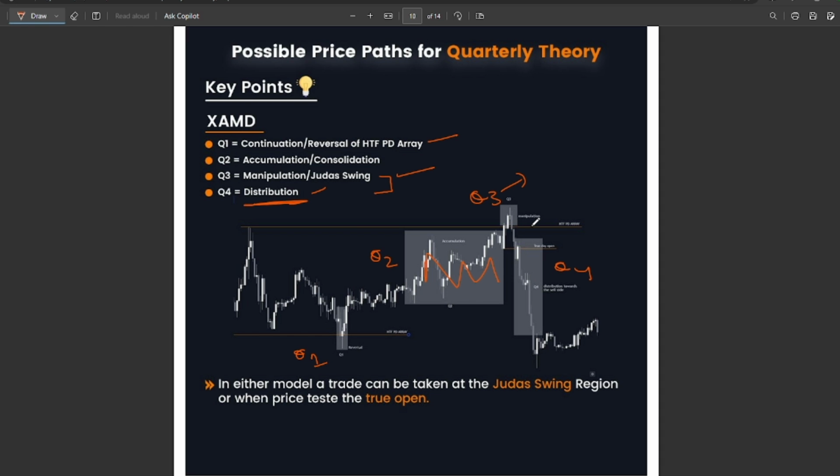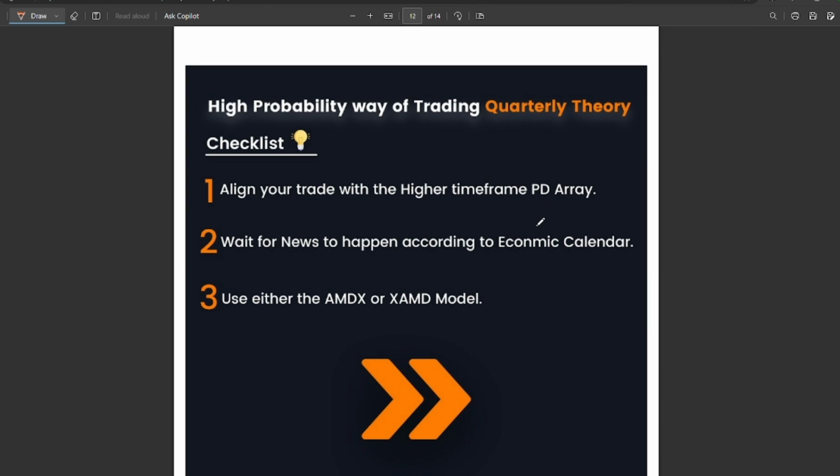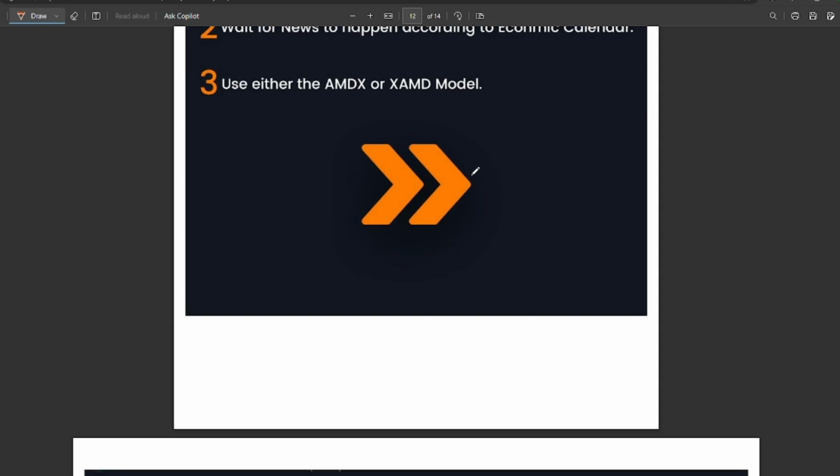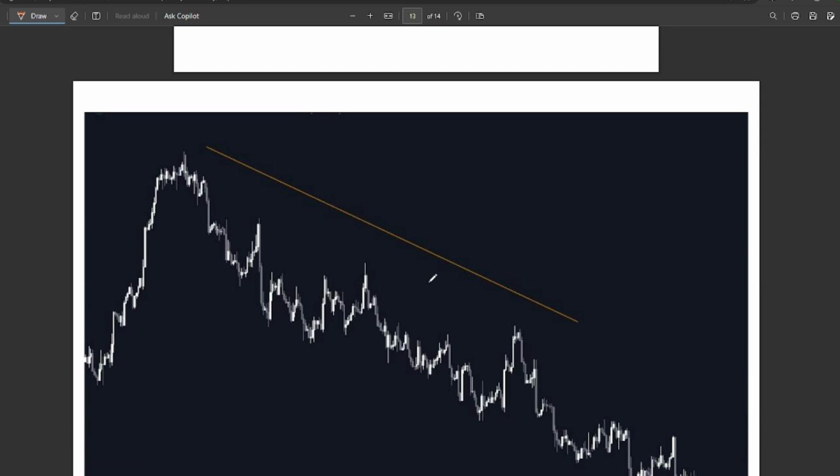Now let's move on to the most important topic of this video, as to how I combine the quarterly theory with high probability setups. Step 1 is to align your trade with the higher time frame trend. So let's see an example. If you can see on the Euro USD chart, here we have a downward trend. So I will be looking for shorts because the trend is downward.